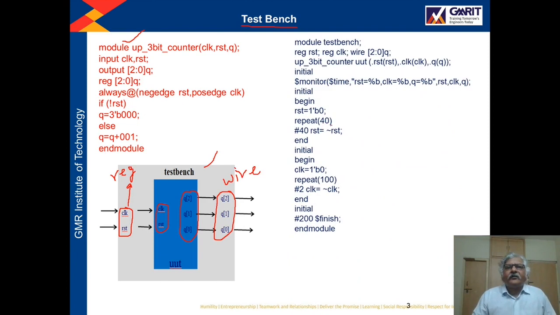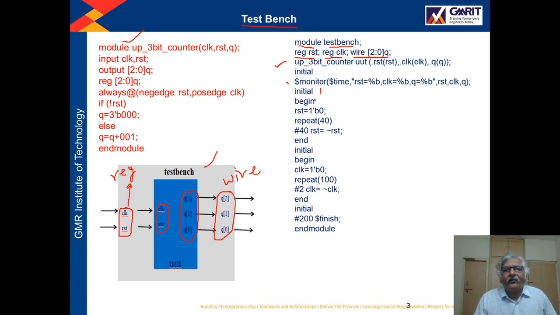Okay, this is the test bench module. The name of the test bench is testbench. Then reg RST, reg CLK, wire [2:0] Q. This is the instantiation statement. We have already done a lot of discussion on this type of test bench, so you can understand this test bench here.